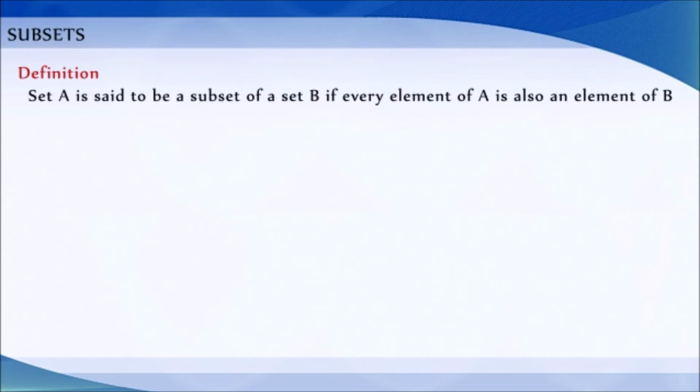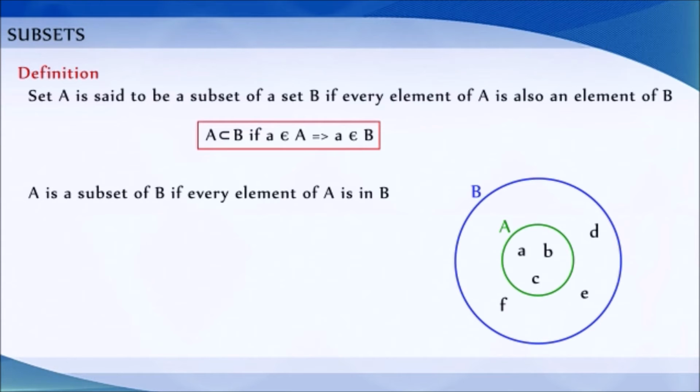Subsets. A set A is said to be a subset of a set B if every element of A is also an element of B. In other words, A is a subset of B if small a is an element of A implies that small a is also an element of B. For A to be a subset of B, all that is needed is that every element of A is in B. It is possible that every element of B may or may not be in A.